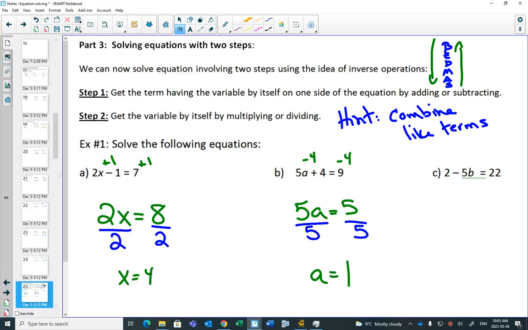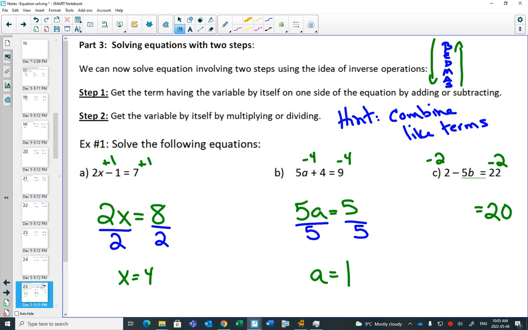Here's an interesting one, because we have 2 minus 5 times a number is 22. I think this is a great example of if you tried to do it in your head, things aren't working very well for you. We have like terms, the 2 and the 22. If I want to get rid of a 2, I'd have to subtract 2.